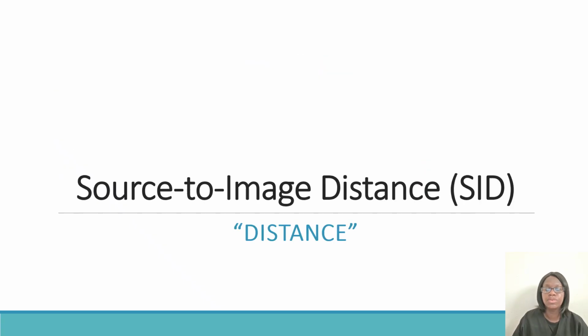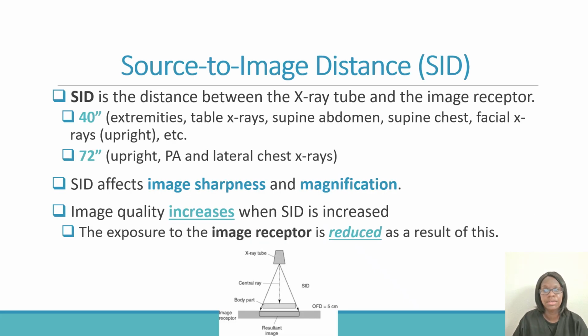Now we're going to dive a little bit into your SID, which is your source to image distance. We'll talk more about SID probably in another lesson. This is just going to be the basics of SID, a general overview, which is determined by and correlated to your distance. So source to image distance, or SID, is the distance between the X-ray tube and the image receptor.